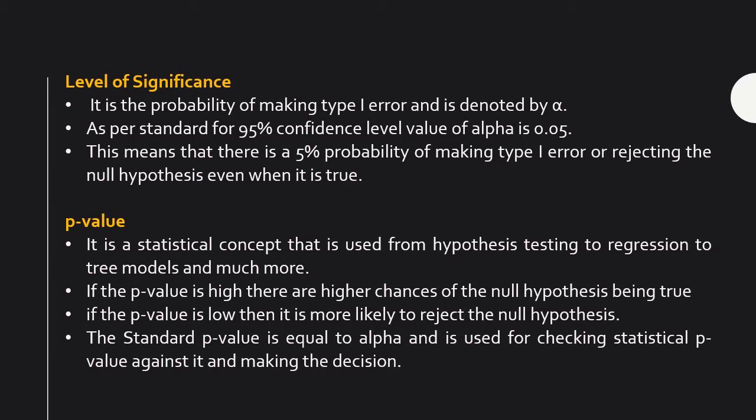Okay, moving ahead, there is another concept, that is p-value. It is a statistical concept that is used from hypothesis testing to regression and to many tree models and such kind of structures. If the p-value is high, that denotes your null hypothesis is true. Whereas if the p-value is low, it is more likely to reject the null hypothesis. The standard is alpha, that is 0.05, and it is used for checking the statistical p-value against it and making the decision. The conclusion drawn out of it is, if your p-value is less than alpha, then we will reject our null hypothesis, else we will accept your null hypothesis.